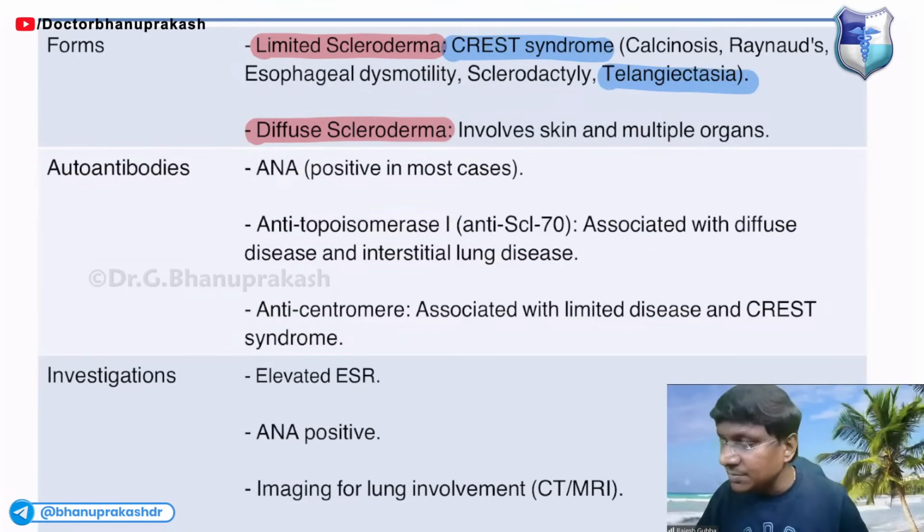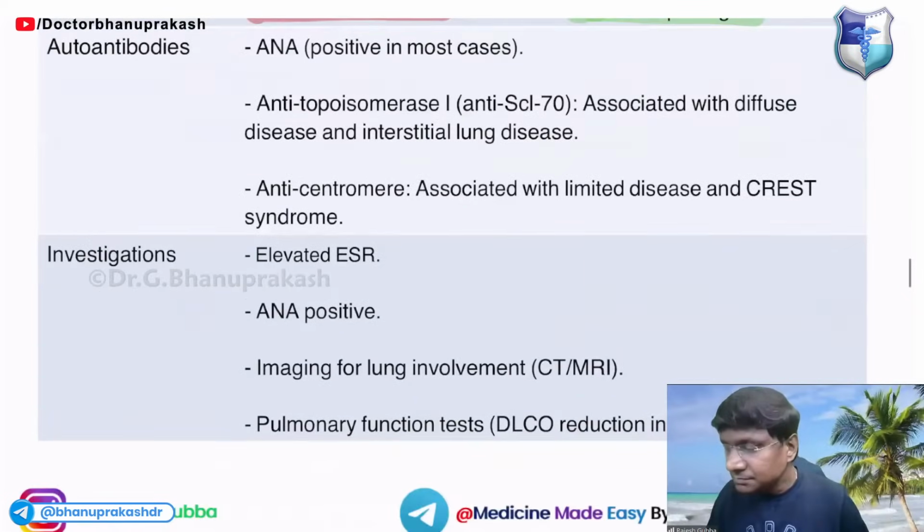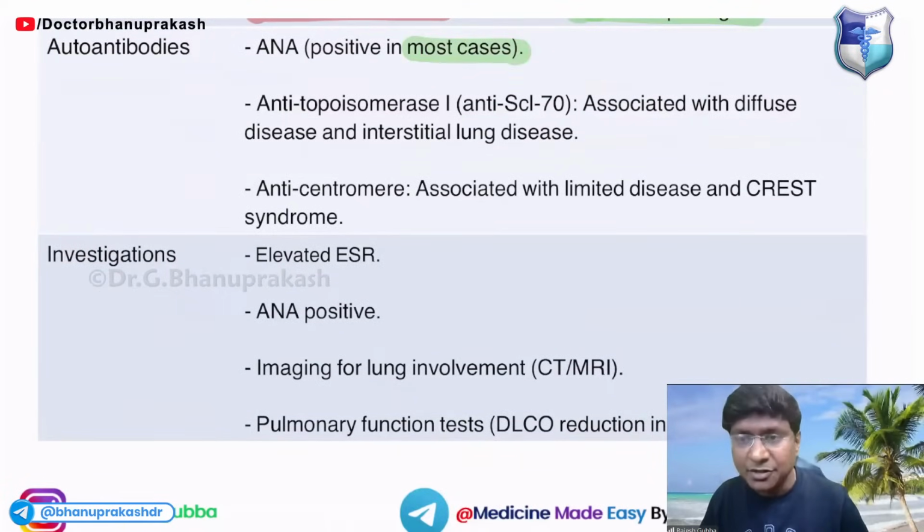Whereas in diffuse scleroderma, what did I tell you? Along with skin, multiple other organs are affected. What are the organs which are affected? GIT, lungs, kidney, heart. These are the organs which are affected in diffuse scleroderma. Right? ANA will be positive, but that is not specific. And you have two forms of scleroderma, limited and diffuse scleroderma.